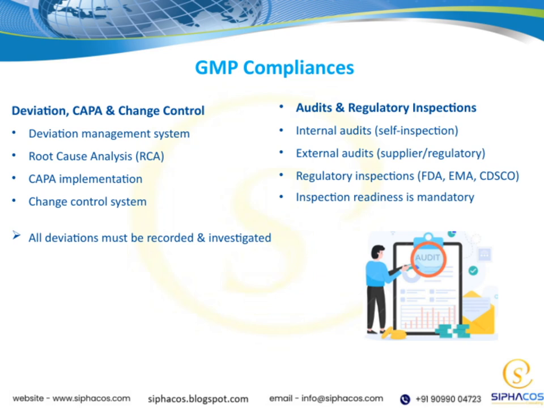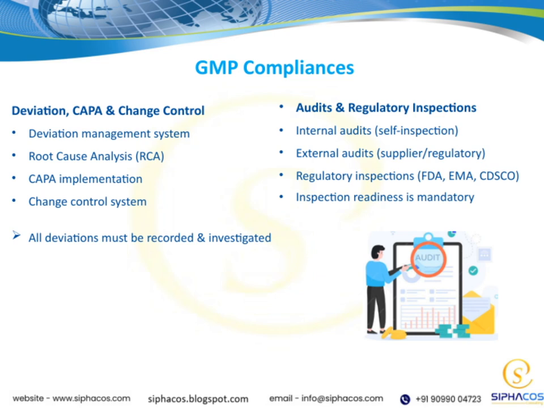Managing deviations effectively is critical. All deviations must be recorded and thoroughly investigated. This process helps us understand what went wrong and how to prevent future issues. Root cause analysis, or RCA, plays a central role here. By identifying the true cause of a deviation, we can implement effective CAPA, corrective and preventive actions, to address the root problem.